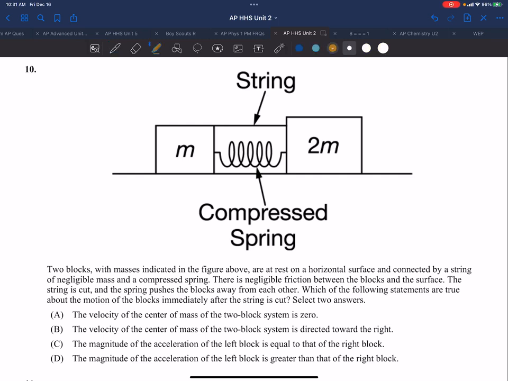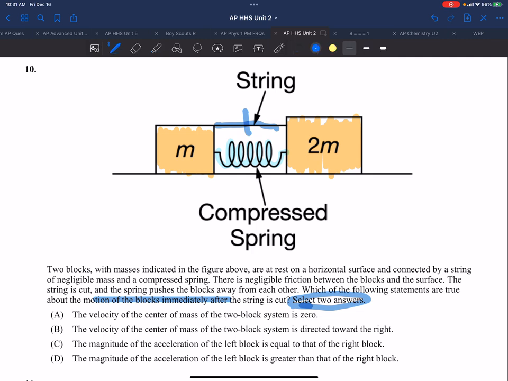Here we have a scenario exactly like the lab we did in class. We have these two masses, and they are held together by a compressed spring. There's a string tying them together that will be cut. So which one do we want to know are true about the motion of the blocks immediately after the string is cut? And we're looking for two answers.